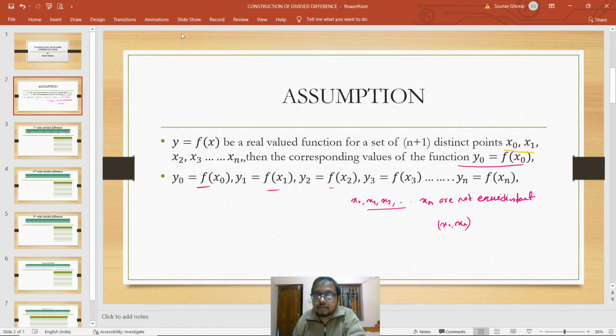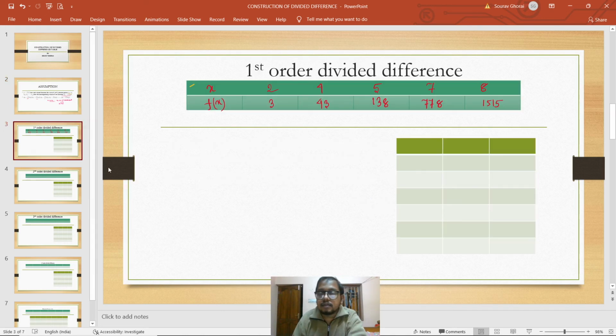We can find it. Suppose some point xr is not lying in this relation, then we can find it. But here, how can I use Newton's divided difference, and what is the procedure to construct the divided difference table? That will be shown by one example. So see here, I take one example.